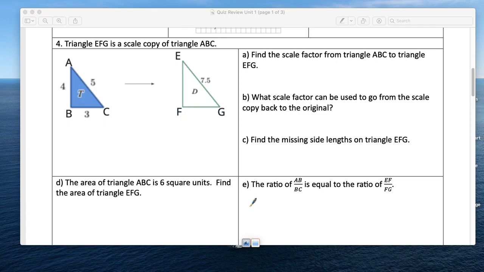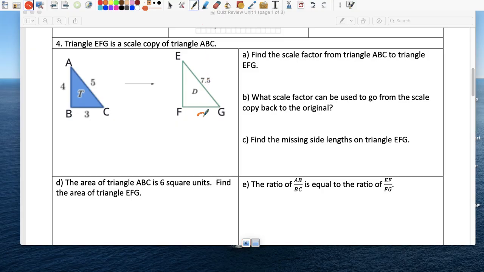Number 4. You're definitely going to see something like this where you're asked to find the scale factor and the missing side lengths. So notice right now that this is missing, and this is missing. And I can't find those without knowing what the scale factor is. I don't know. So we definitely know from here to here, if you look at the numbers, if you compare the diagonal, the 5 is now 7.5. So it definitely got bigger. But I don't know by what. 5 times what number gave me 7.5?